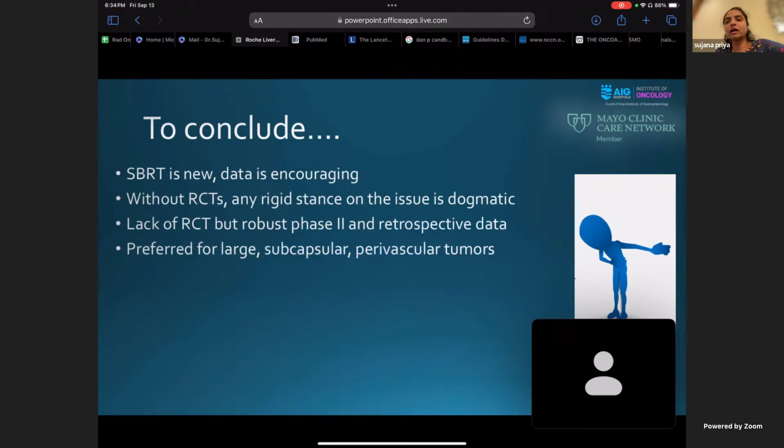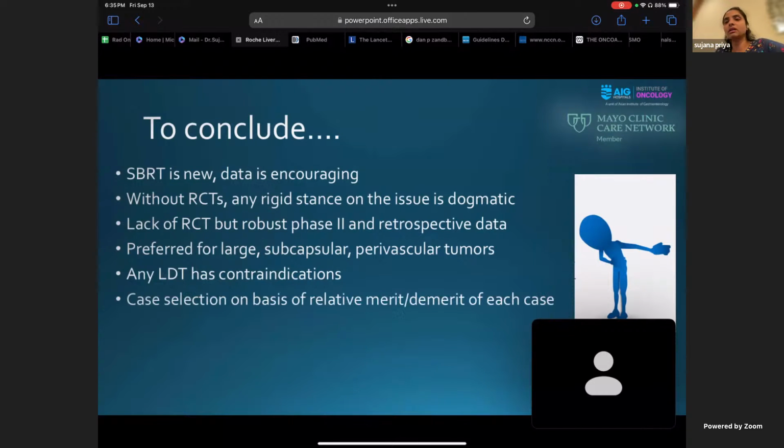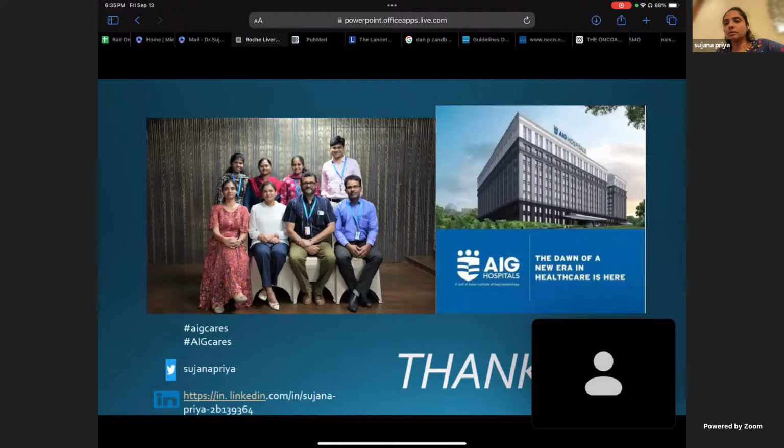SBRT is usually preferred for large subcapsular and perivascular tumors, where TACE or RFA is not feasible, or microwave ablation is contraindicated. Any LDT has contraindications, and so does SBRT, so we just have to discuss in the MDT and take a decision. Case selection is very important, based on the relative merits and demerits of all the modalities. Synergy with IO is definitely the future we are looking at. I hope in future we'll be accruing more and more patients and probably synergize with immunotherapy with atezolizumab and all. So thank you so much for your patient hearing.